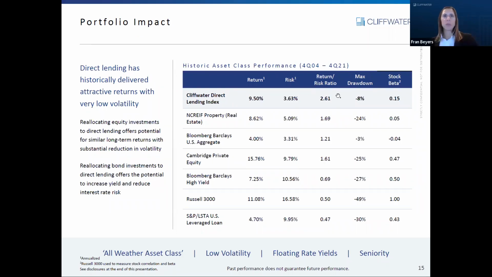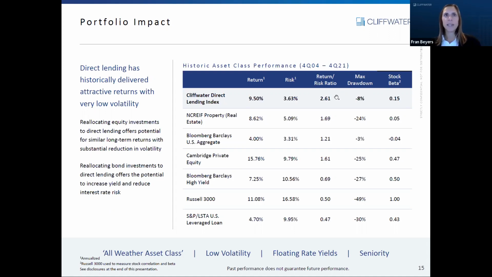Now, equity certainly produces higher returns, as you would expect, but it also has a much higher variability of returns and more aggressive downside risk. And so we feel really good about adding direct lending strategies to a client's portfolio, and that's across economic cycles. So we tend to call this the all-weather asset class.